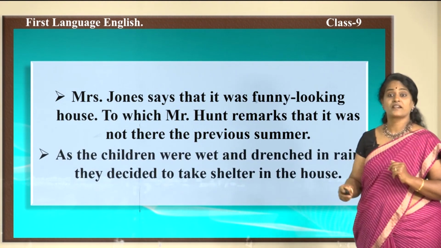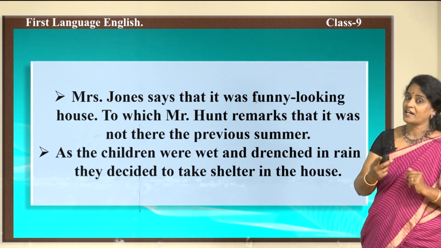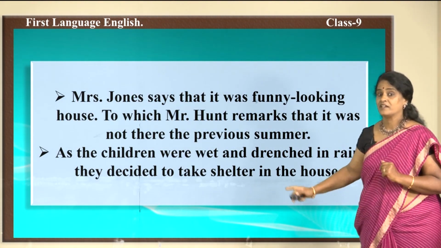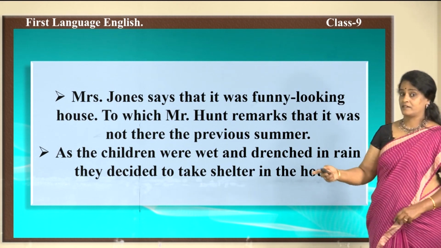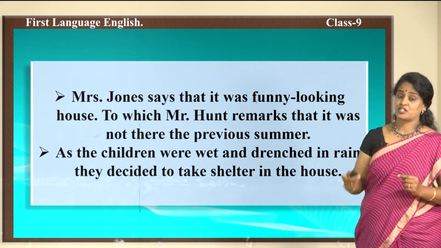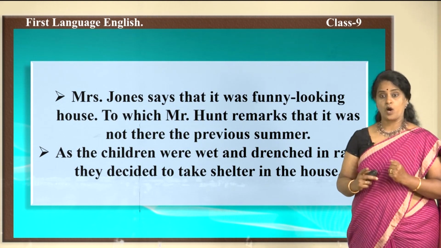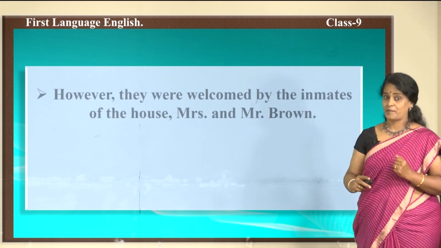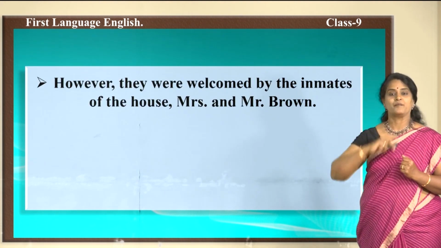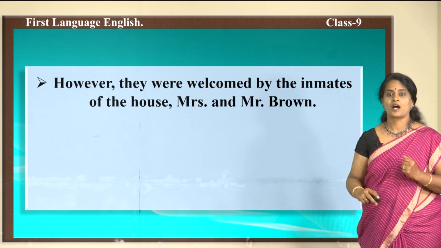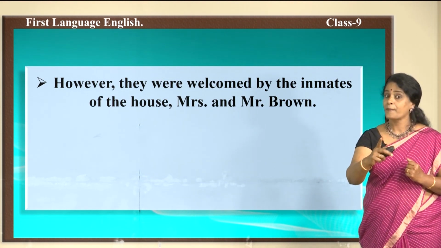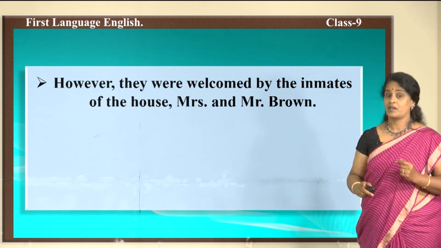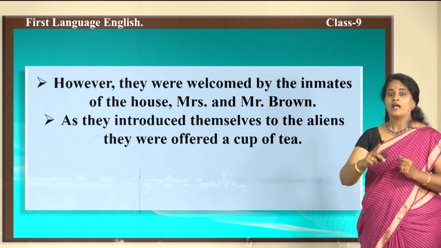Fine. And children, but Mr. Hunt had to take the call of the children. Why? Because they were drenched in the rain and they wanted to take shelter so that they feel some warmth. Fine. And next, what happens? They come across Mr. and Mrs. Brown. They were the inmates of the house. Is it not? And how were they welcomed? It was a warm welcome. Mr. and Mrs. Brown welcomed them very warmly. Okay?